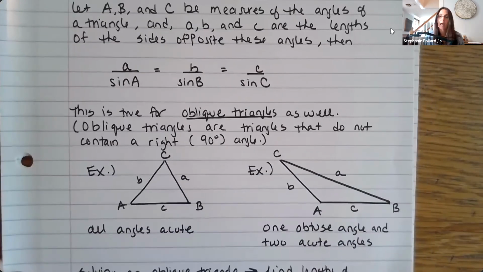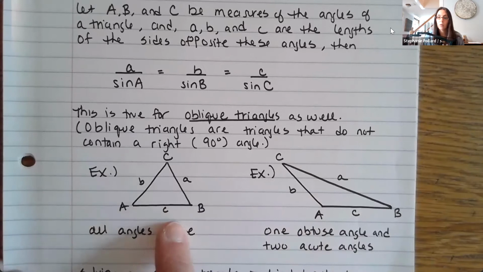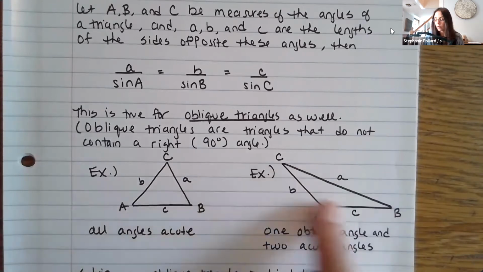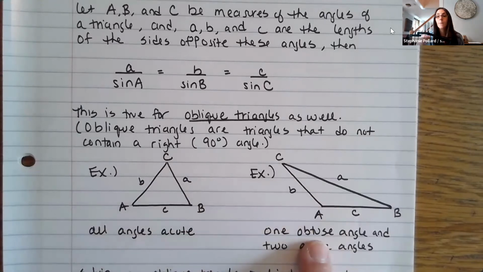Here are two examples of oblique triangles. So one of two things could happen with an oblique triangle. Either all angles could be acute. So remember, acute means less than 90 degrees. Or one of your angles is obtuse, like this large angle right here. Obtuse means more than 90 degrees. And then the other two angles are acute.